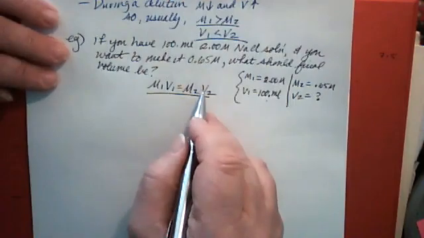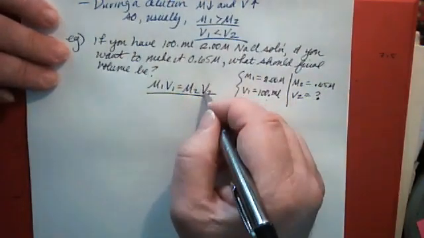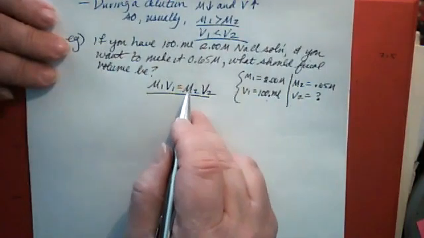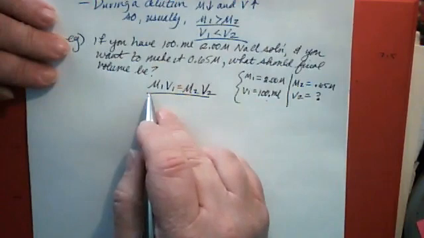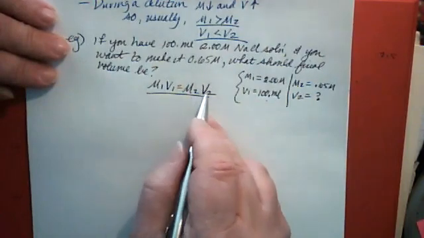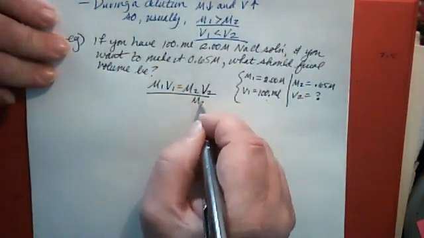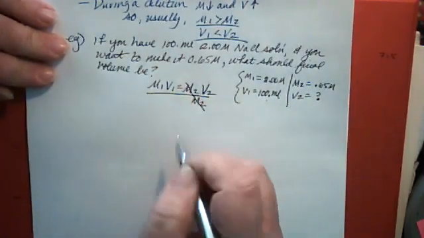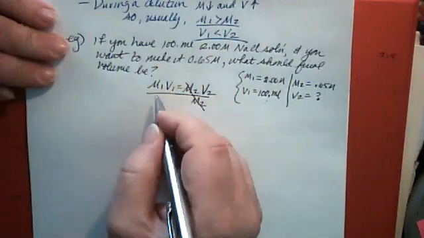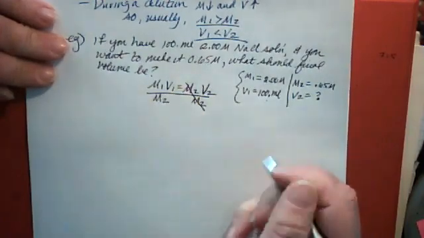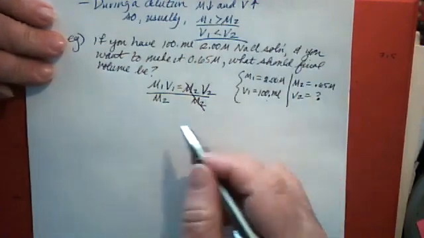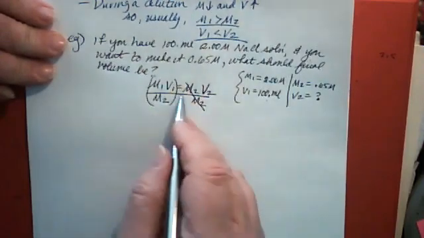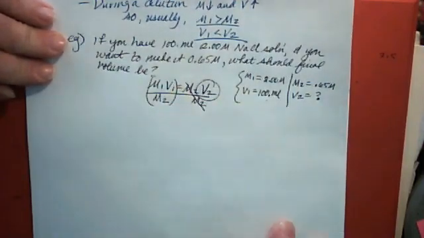In order to solve for V2, we essentially want to get V2 alone on the right-hand side of the equation, which means we have to move M2 to the other side of the equation. You can get rid of M2 on the right by dividing the right-hand side by M2, and that cancels out. But to keep the two sides of the equation equal, you have to divide by M2 on the other side also. So essentially, M1V1 over M2 is what V2 is.